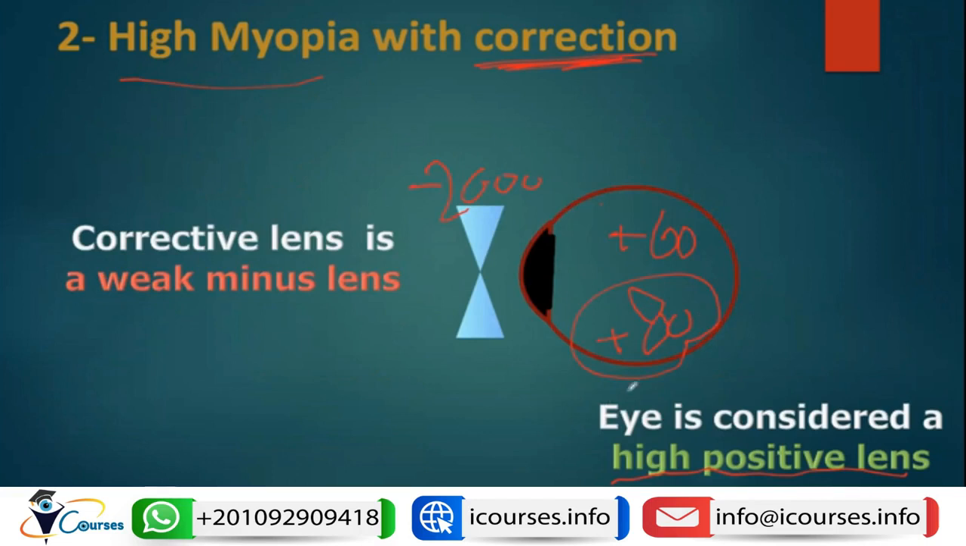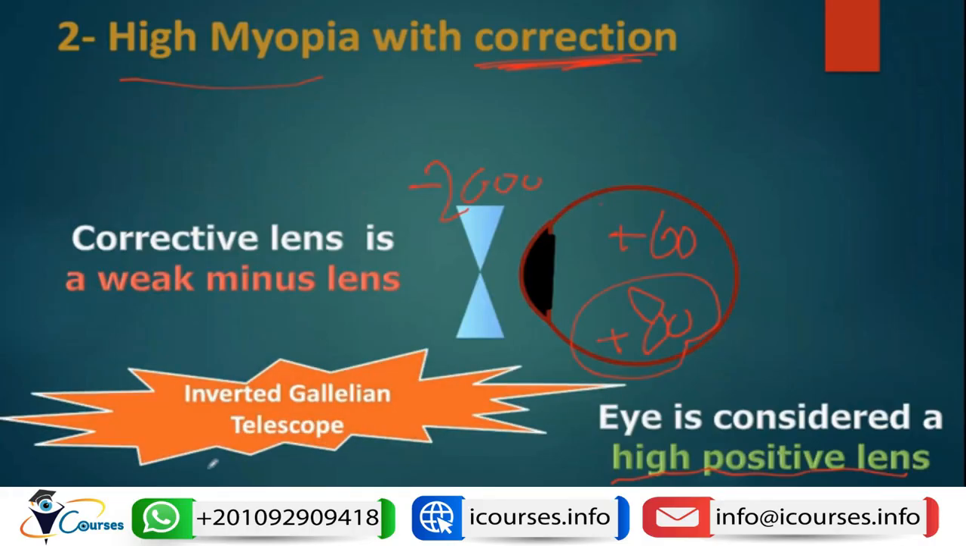So the eye has a plus 80 diopter power, and it can be considered as a high positive lens, and the minus lens is considered as a weak minus power, which is minus 20. In such a condition, this can be considered as an inverted Galilean telescope. So instead of having a high minus lens and a weak plus lens, then we have the reverse. We have a weak minus lens and a high plus lens. So the magnification of this system can be considered as an inverted Galilean telescope.